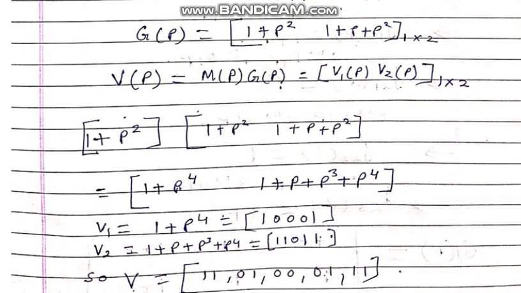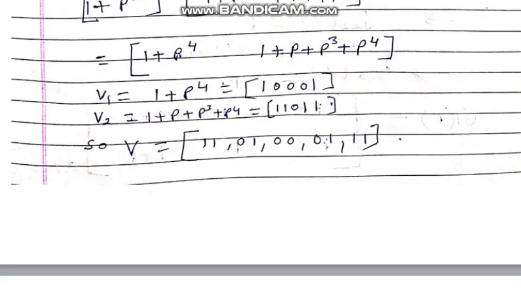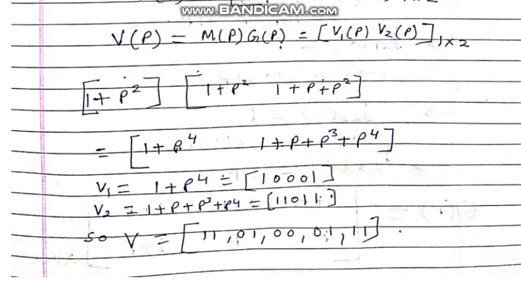Now to generate the code word, we know we have the formula M(P) into G(P). We have two outputs, so we will have V1(P) and V2(P). This is a matrix multiplication, and we have to multiply the individual polynomials. By multiplying 1 plus p square with 1 plus p square, we get 1 plus p to the power 4, and multiplying 1 plus p square with the second polynomial, we get this value. We write them in the form of bits, and combining V1 and V2 we get this final output.